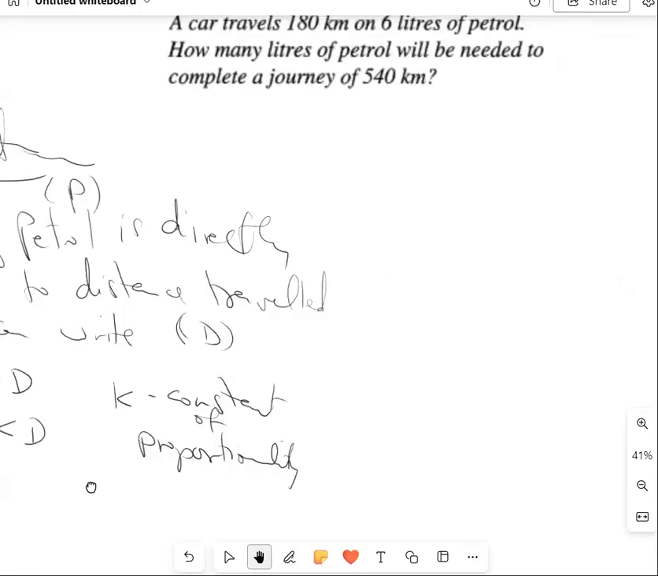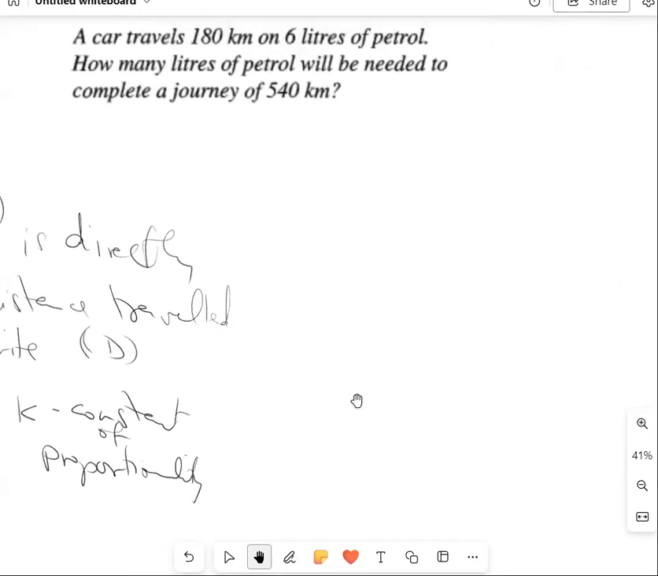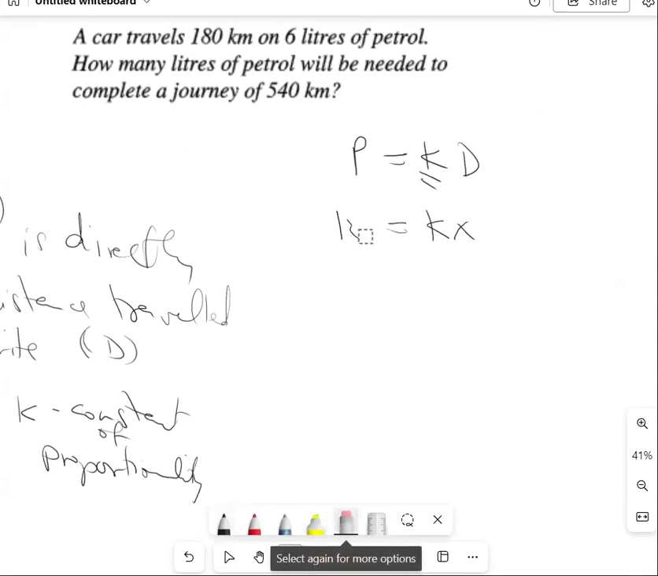This way. All right, good. So we have a relationship P is equal to KD. Now they give us some information where we can evaluate K, right? They tell us that 180 is equal to K times, sorry, not 180, 6, sorry. 6.